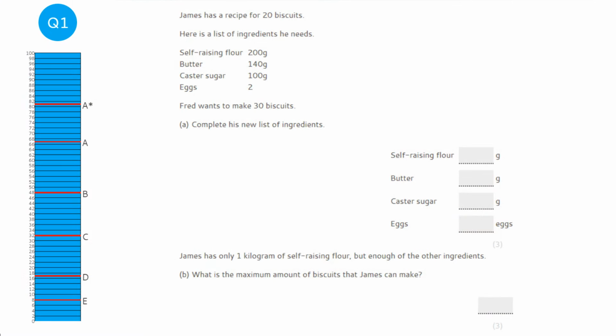Okay, so I'll pause the video now if you want to have a go. Otherwise, let's get started. So, reading the question, we've got 20 biscuits and Fred wants 30. So the first step is to try and figure out how I'm going to get from 20 to 30. Now, I could add 10, but proportion doesn't work that way. We're either going to times or divide. Now, it doesn't seem like there's a nice easy number to get straight there.